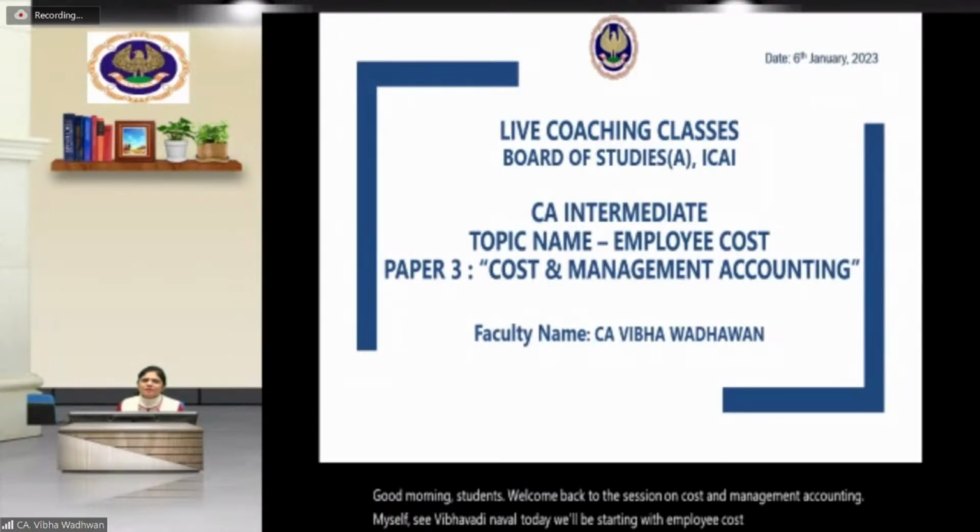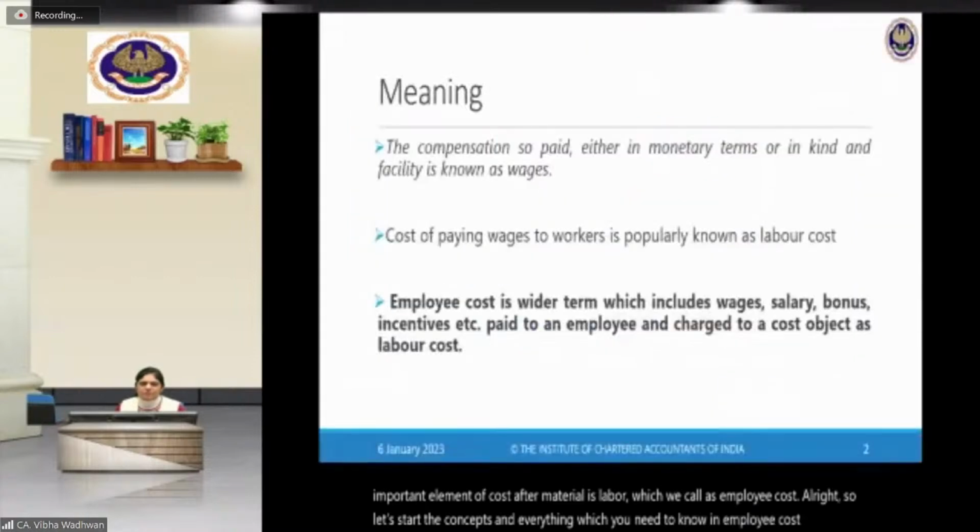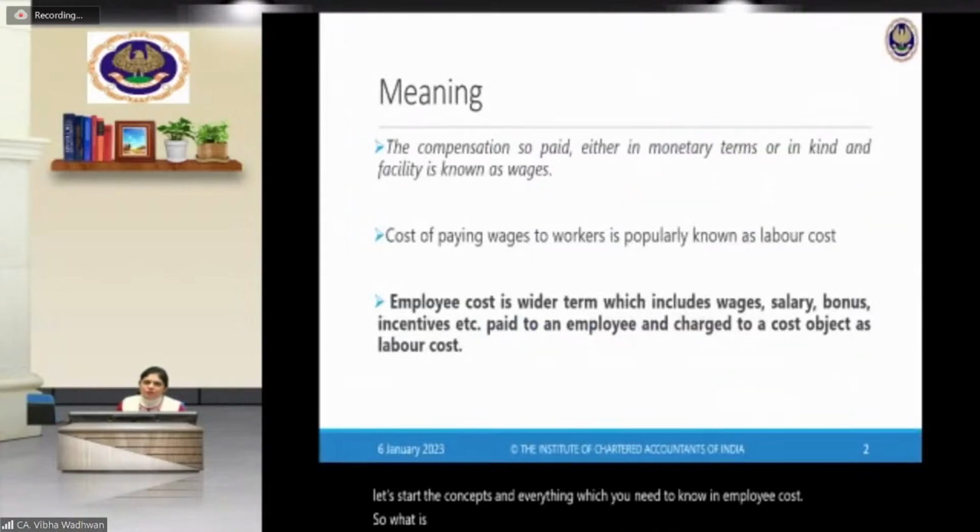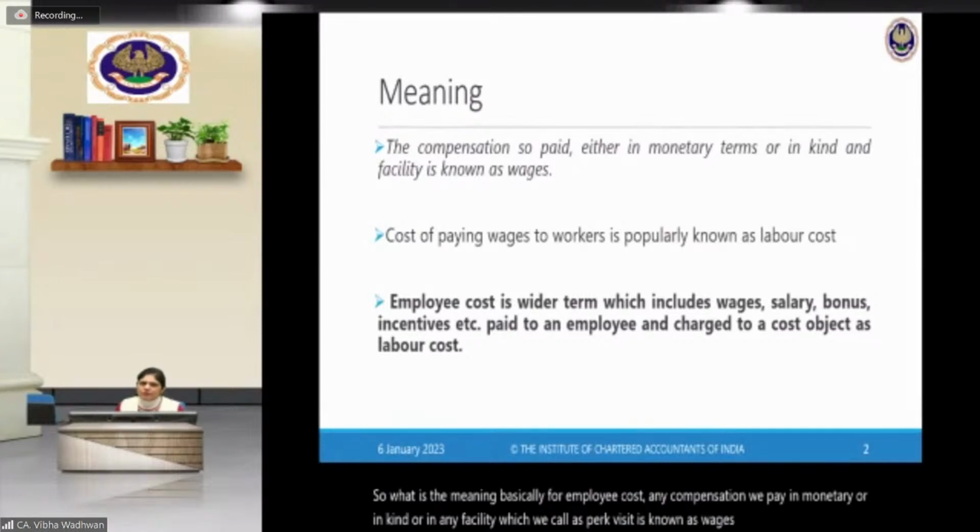So, the second most important element of cost after material is labor, which we call employee cost, right? So let's start with the concepts you need to know in employee cost. What is the meaning of employee cost? Any compensation we pay in monetary form or in kind, or any facility which we call a perquisite, is known as wages or labor or employee cost.